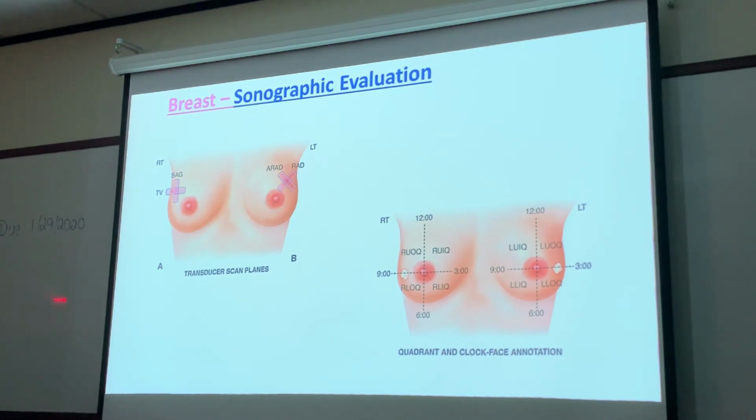Most importantly, know our transducer scan planes: transverse, sagittal, radial, meaning we're going around the clock, and anti-radial, meaning you're going 90 degrees to that. Okay.